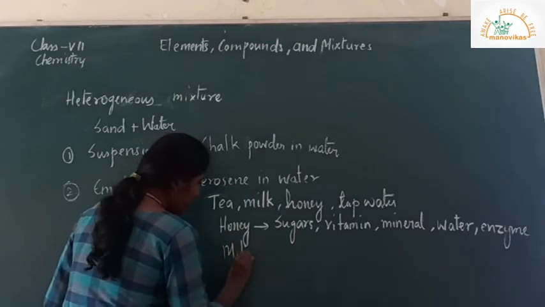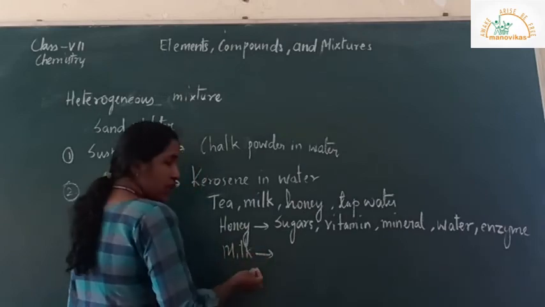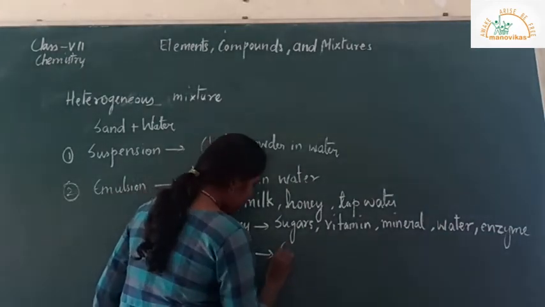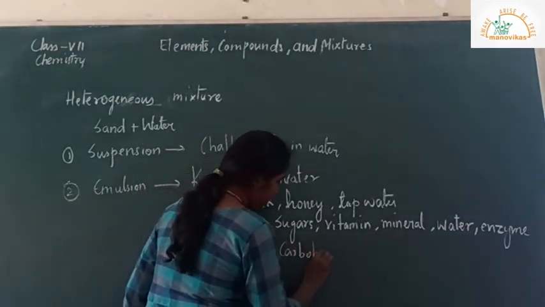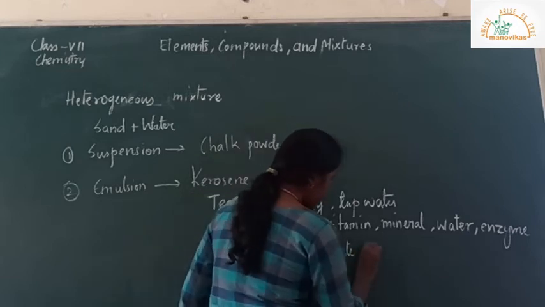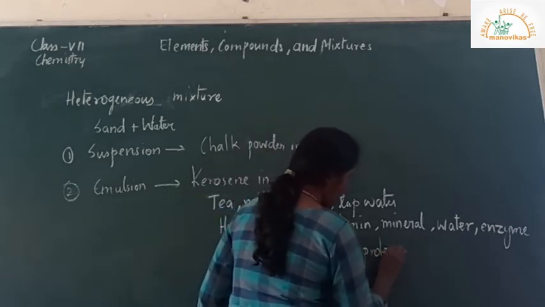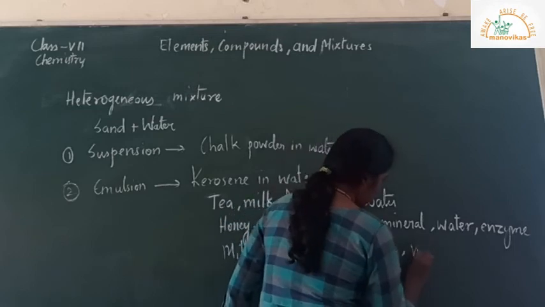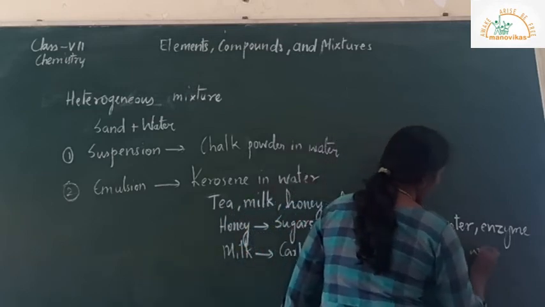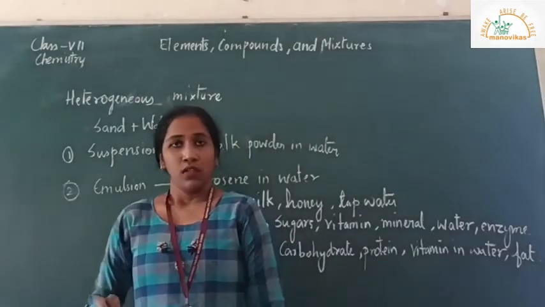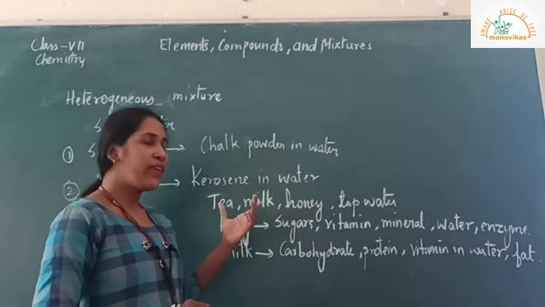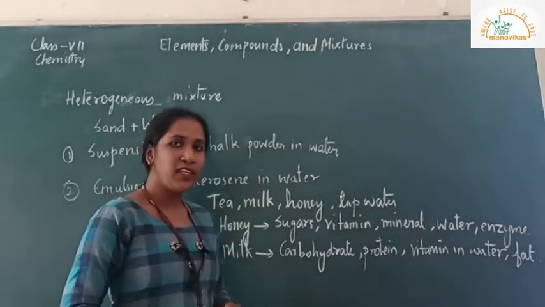Another example, milk. Milk is also a homogeneous mixture which contains carbohydrates, proteins, vitamins in water. So in this we have studied about the heterogeneous mixture, and in that we have learned suspension and emulsion.